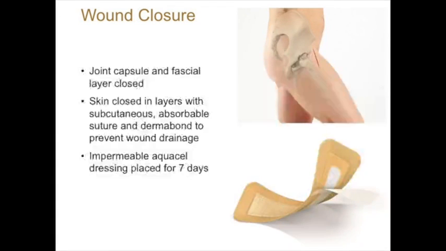So afterwards, how do we close it? We close the joint capsule, we close the fascial layer, and then we just close the skin. It's a pretty quick closure because there are not a whole lot of layers to close with this approach, which is one of the benefits. The sutures we use are all absorbable, and they're all underneath the skin. We use a top Dermabond layer to aid in healing as well and prevent drainage from the wound, and an impermeable Aquacel dressing just like we do for all hips and knees. It stays on for 7 days.